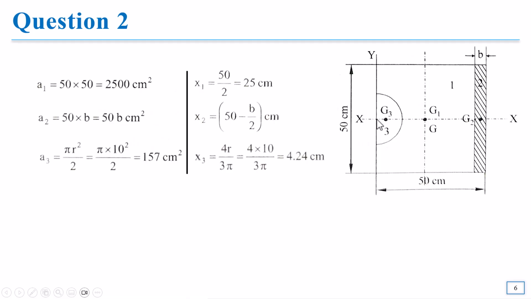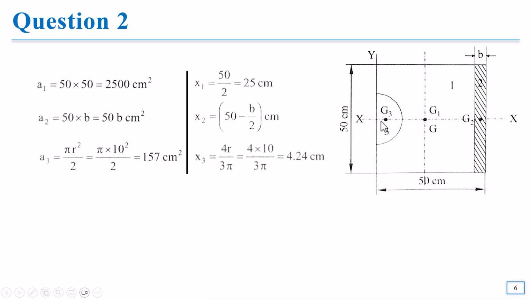So if you want to calculate that, what do you have to do? You already know that this total length is how much? It was 50 centimeter, right? So 50 minus what is this remaining length? It is b by 2. Therefore, the x2 value will be how much? We already know that the total length is 50 and the remaining length is b by 2. Therefore, my x2 will be 50 minus b by 2. So that is what they have done here, 50 minus b by 2. And since we don't know the value of b, we are putting it as it is.